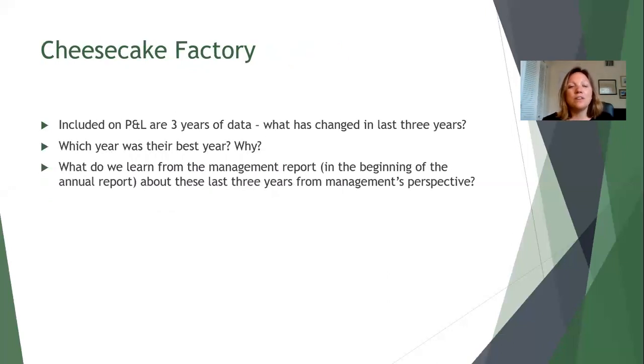Okay, so for the Cheesecake Factory this week, we do have 3 years of data. So one question would be, what has changed in the last 3 years? And we all know that the climate for restaurants is very good in the last 3 years. So are they reflective of that? Does it look like other things are happening in their organization? Which was their best year and why? And what can we learn from the management report at the beginning about the last 3 years from the management perspective?